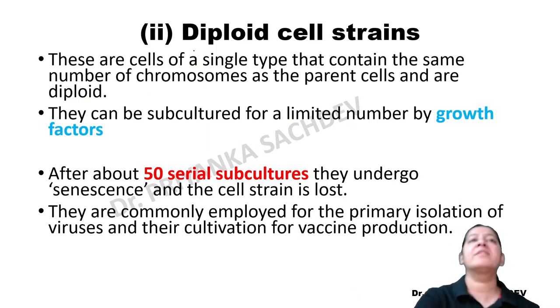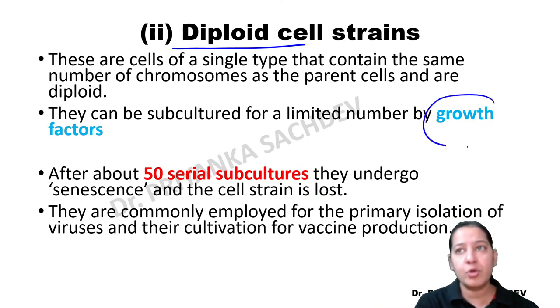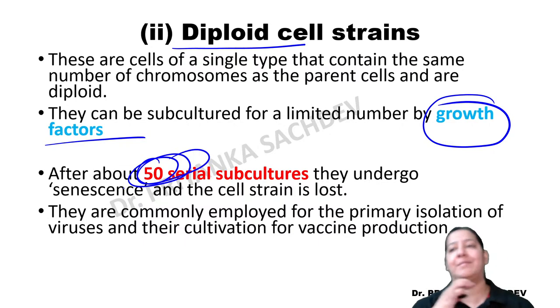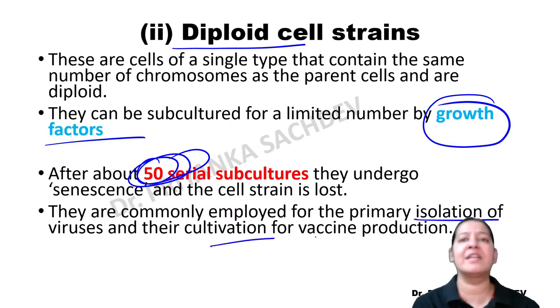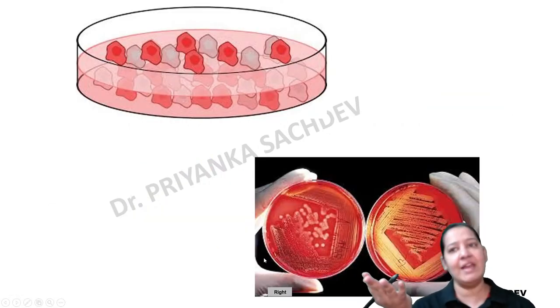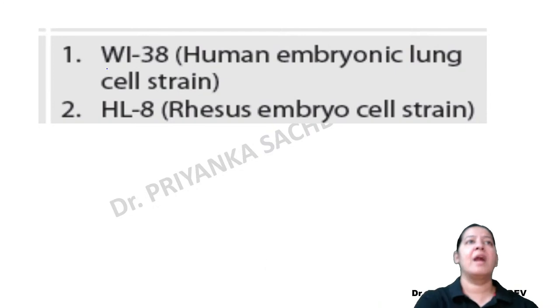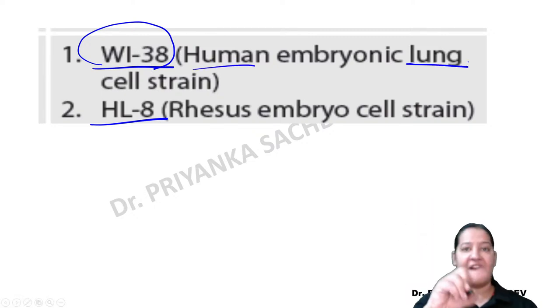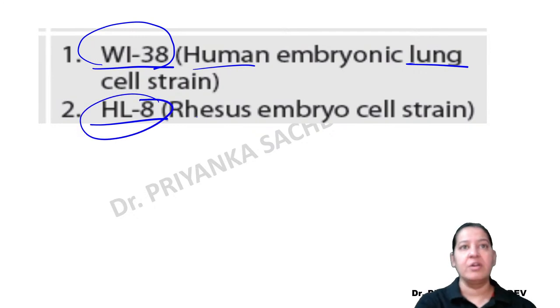The second are the diploid, in which you use growth factors. Because of the growth factors, the cell will divide for 50 times. Again, these are also used for isolation of the virus and cultivation of virus for vaccine production. So cell can divide up to 50 times, then it will die. The examples are WI38 and HL8. In WI38, we use human lung along with the growth factor, not alone. And in HL8, we use rhesus monkey embryo cells.